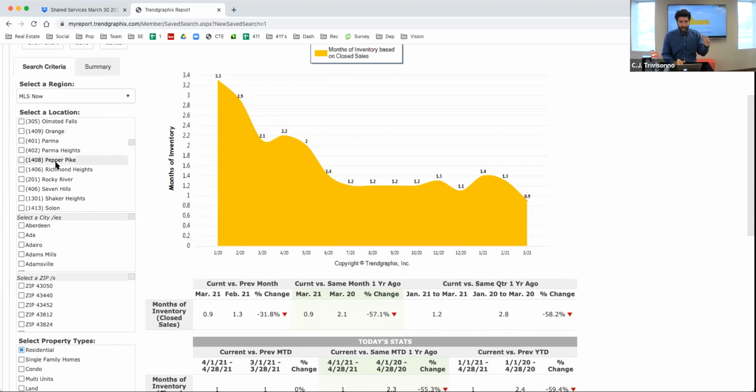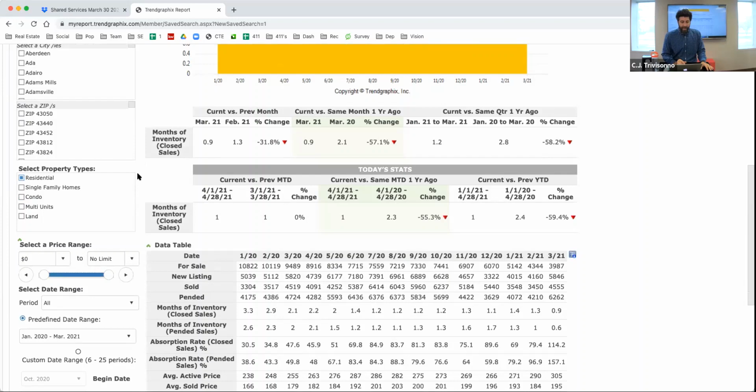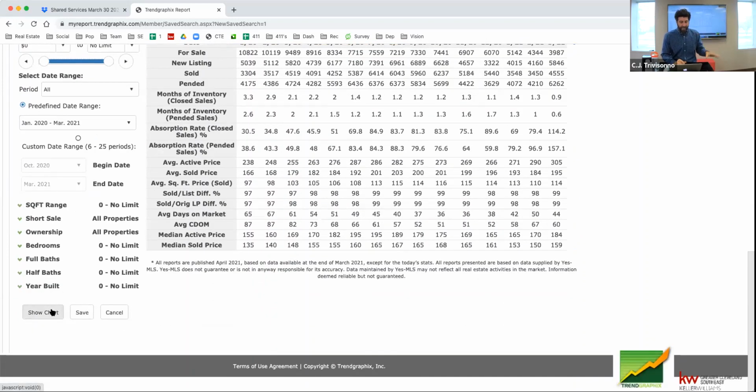Again, clicking around, playing, going back. Something with that: it came up East Cleveland and then it came up Cleveland. There's definitely a difference. Okay, so again, we're just going to look at Solon, same data. We're going to look at the last 12 months and see what's going on in the market.